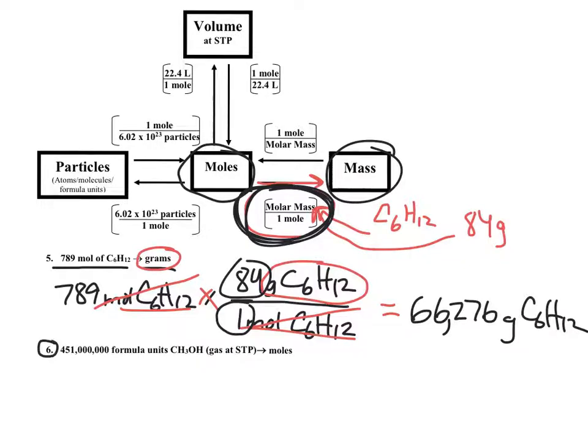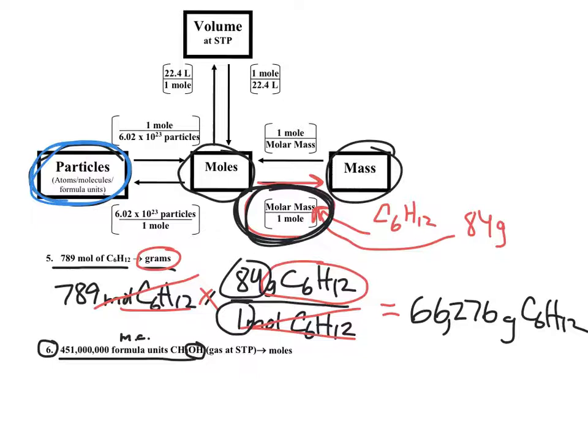If we try number 6, oh, here's a big one. We've got 451 million formula units of CH3OH. And that's technically a typo. That should be molecules. That definitely looks like, well, I guess if it's OH, it might be ionic, but I'm pretty sure that should be molecules. Forgive me for that typo. But anyways, we know that we're going to be dealing with formula units or molecules, which are particles. So let me circle that with the new color so we don't get confused.